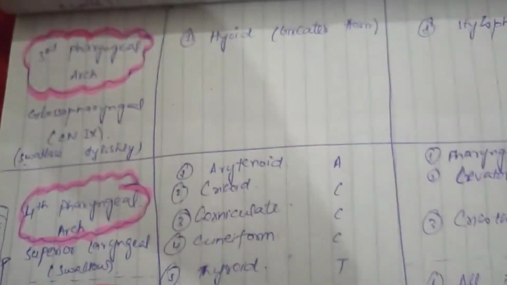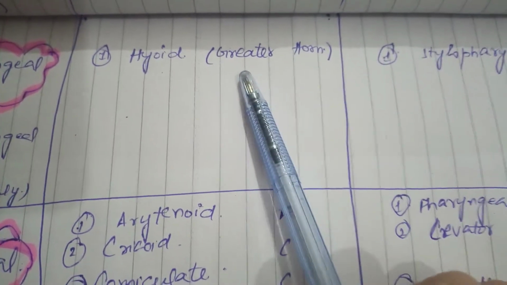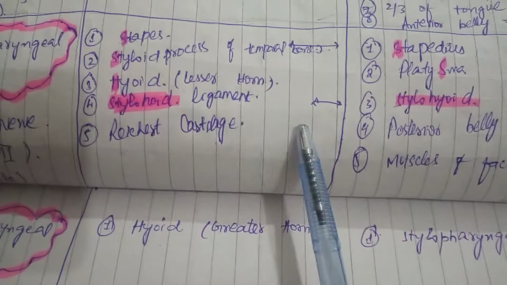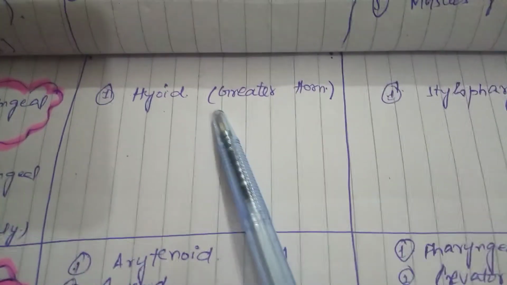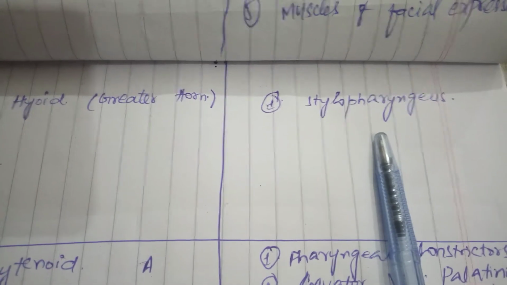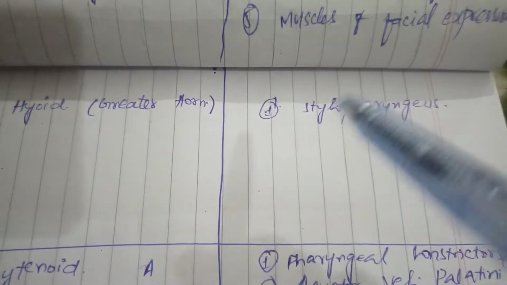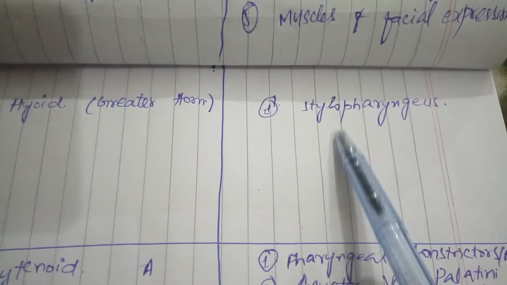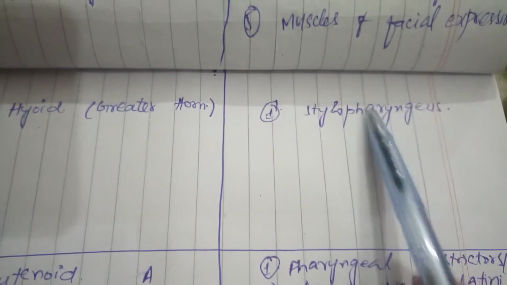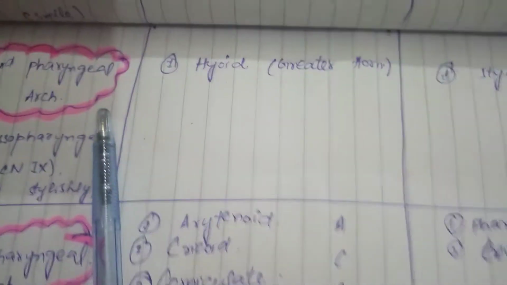Now the third pharyngeal arch is supplied by the glossopharyngeal nerve, or cranial nerve 9. So you have to remember that. Now the third one, we already remember: the second one has the hyoid lesser horn, and the third one has the greater horn of the hyoid. And stylopharyngeus. From the story we remember: swallow stylishly. Pharynx is used, pharynx for swallow and stylo for stylish. So stylopharyngeus is the only muscle from the third pharyngeal arch.